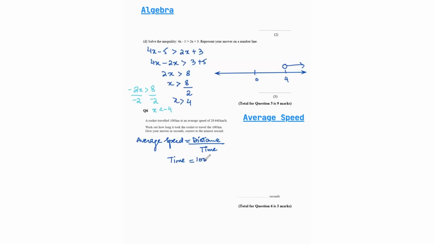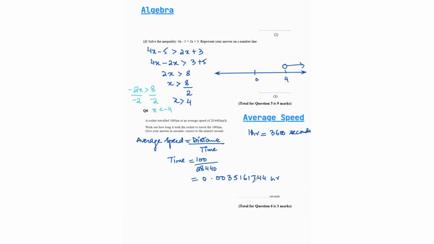Distance is 100 and speed is 28,440. So if we divide the two, what you will get is 0.0035161744. This is in hours. They want the time in seconds. So we know 1 hour equals 3600 seconds.